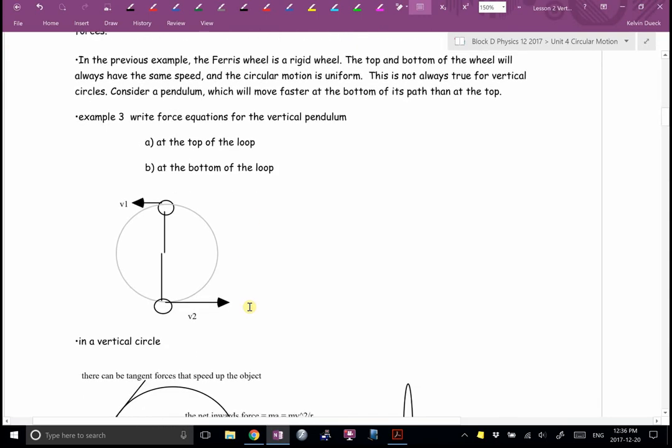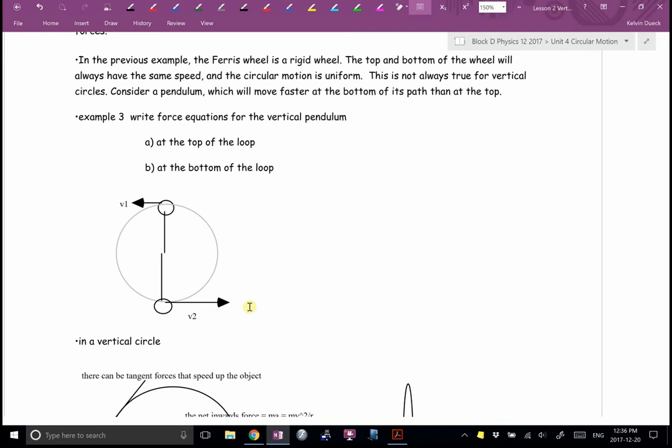So, in the previous example, the Ferris wheel is a rigid wheel. The top and the bottom will always have the same speed. This is uniform circular motion. This is not always true. Consider a pendulum like this. Here, if I spin it in a vertical circle, I think you can see it slows down at the top, speeds up at the bottom. We can handle it at the tippy top and at the very bottom. We will not look when the mass is right here or right here or right here or at any funky angles. We won't look at that.